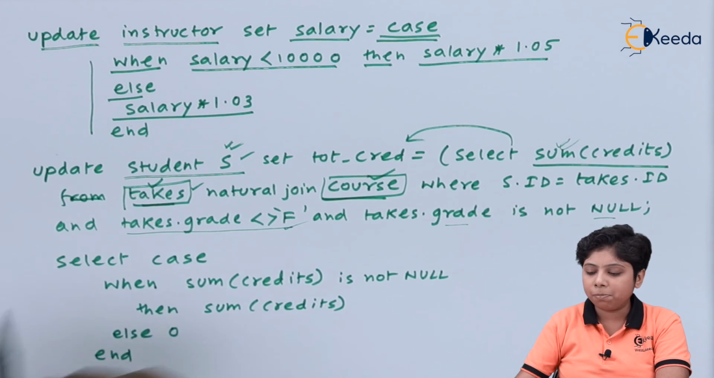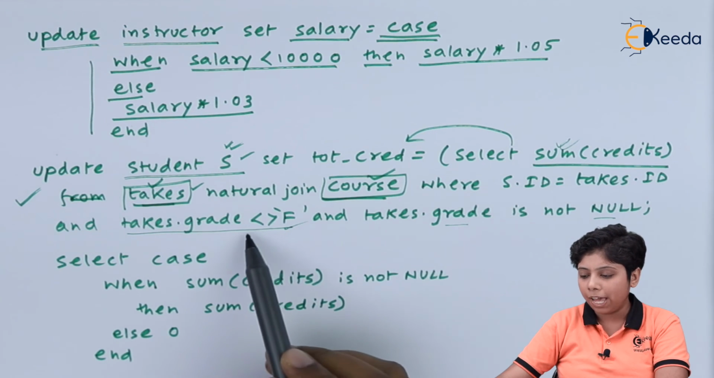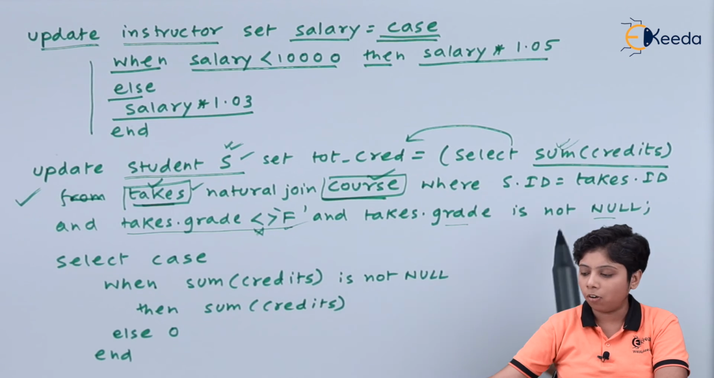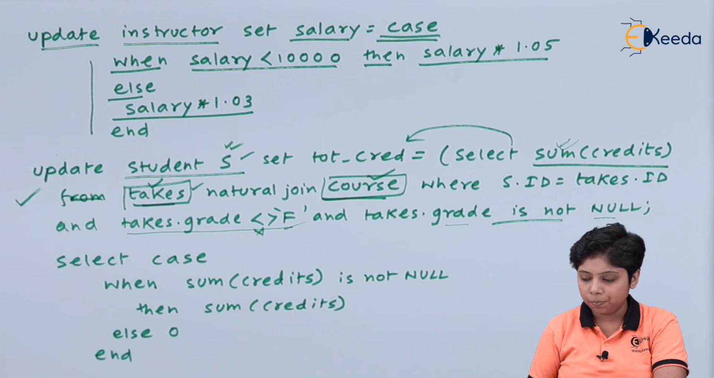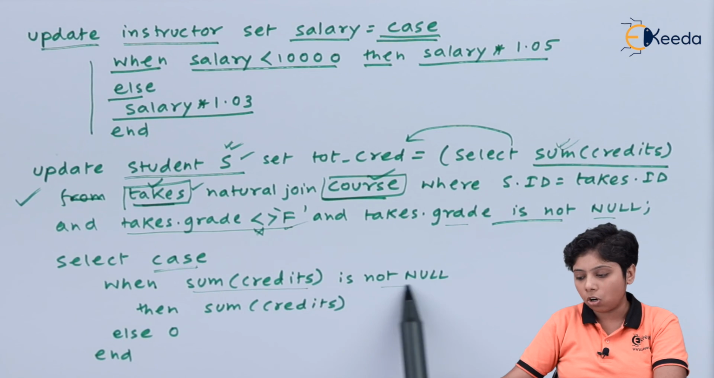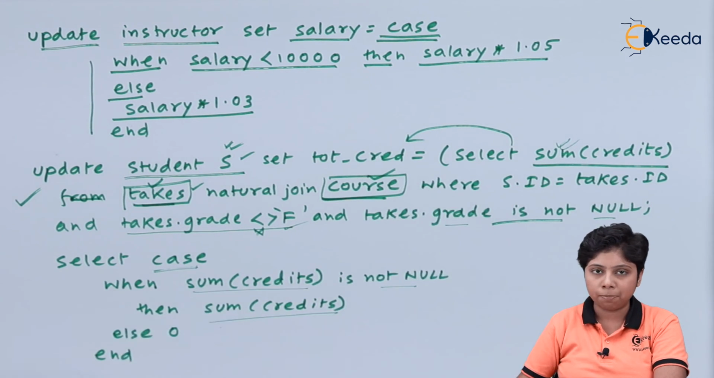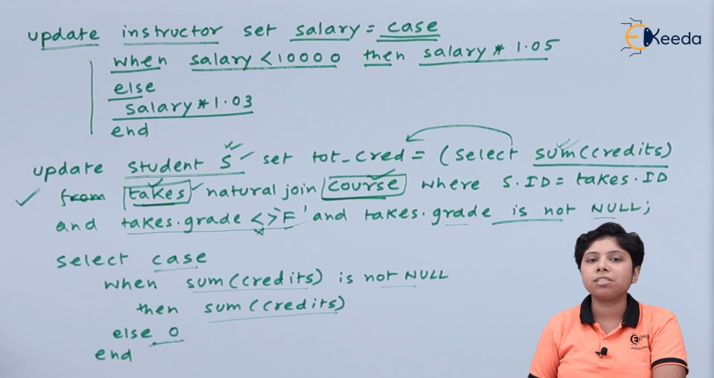Now while updating in the previous statement, we can use it if the F condition is not there and only is not null is there. So we can use a case statement. If the sum of credits is not null, then I want to make the sum of credits the updation, otherwise 0. So we can use the not null constraint in the when and case clause too.